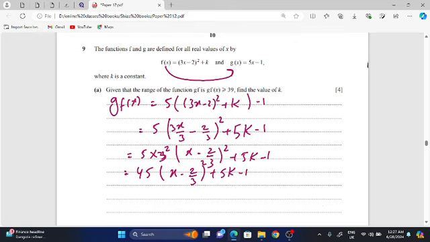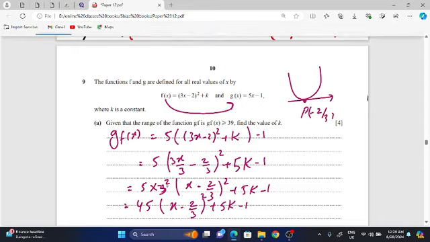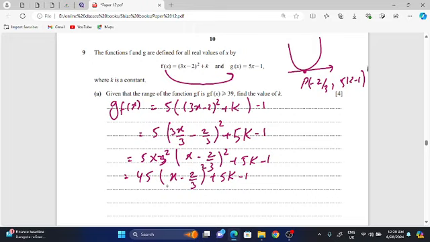So the points inside the composition function are, for example, this is a curve and this is my point P, lying at the x coordinate minus 2 by 3 and the y coordinate 5k minus 1. So minus 2 by 3 is the domain restriction and 5k minus 1 is the range. I need to find the restriction for the range in order to find the value of k.